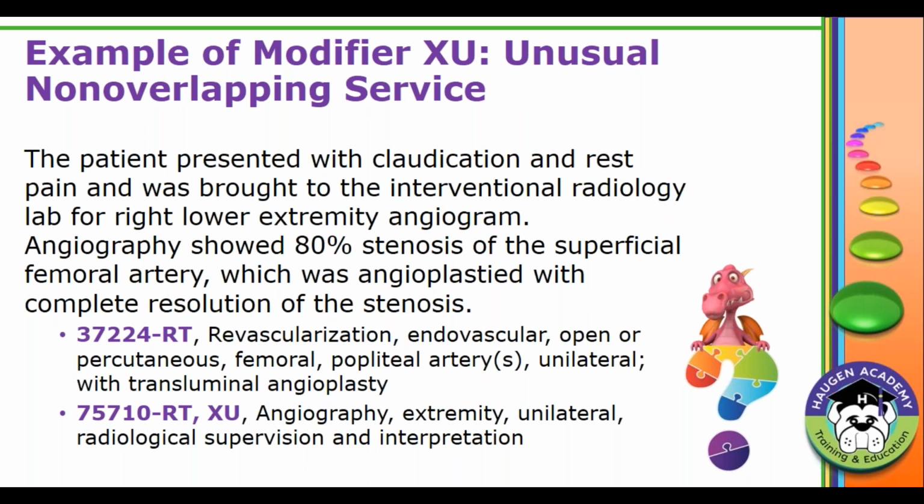And the example I have here, a patient with claudication and rest pain went to the interventional radiology lab for a lower extremity angiogram. Angiography showed stenosis and the angioplasty was done. That angiogram is bundled into the revascularization procedure, but since it was diagnostic and the decision to do the angioplasty was made based off of the imaging results, they can be reported separately. The XU modifier goes on the angiography code.